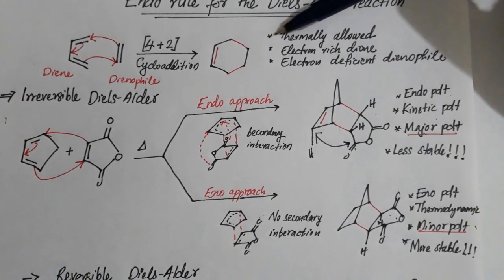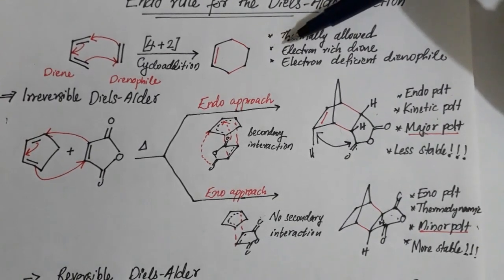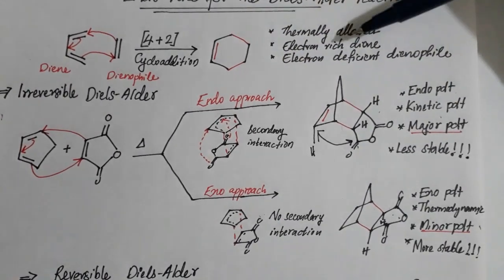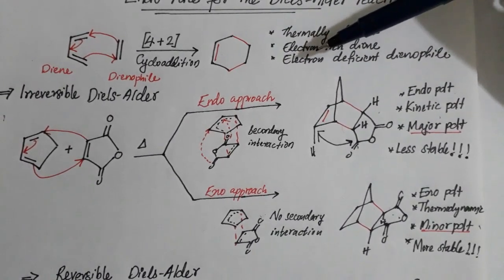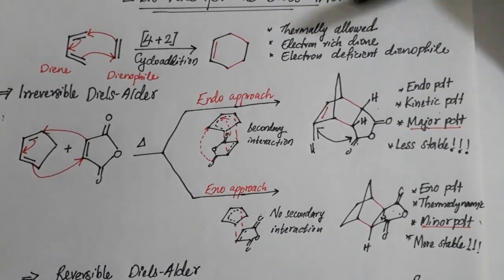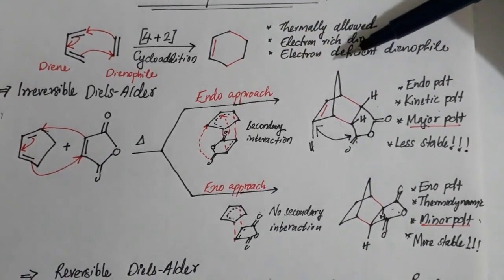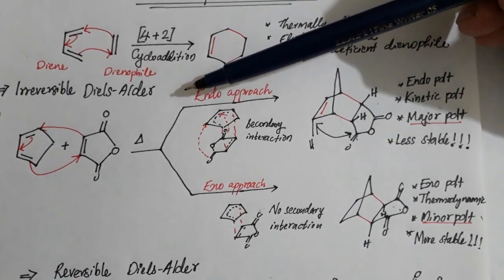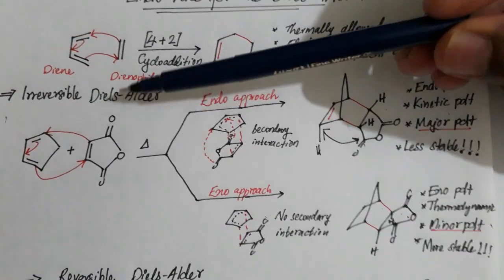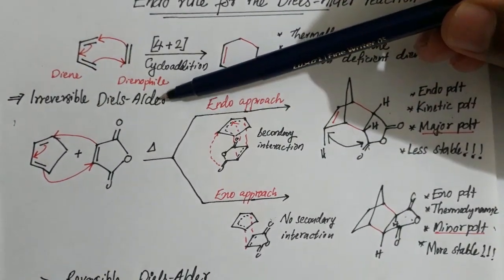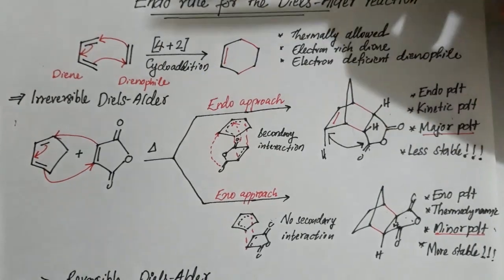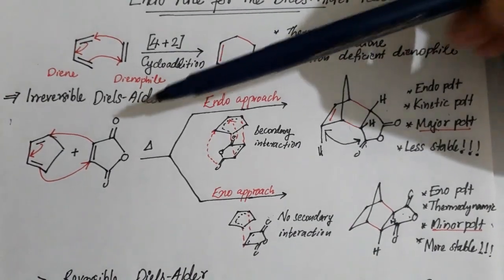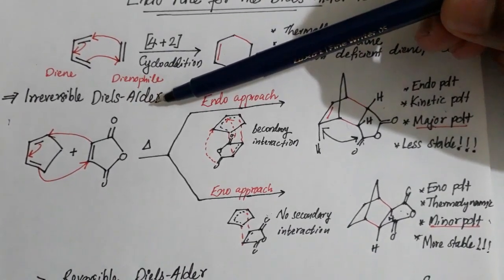The main selection rule regarding this reaction is that it is allowed only under thermal condition, and an electron rich diene and an electron deficient dienophile are preferable for this reaction. While we are discussing Diels Alder reaction, we can see two types. One is irreversible Diels Alder reaction. In this scenario we are discussing the Endo rule. The Endo rule is more pronounced under irreversible Diels Alder reaction.